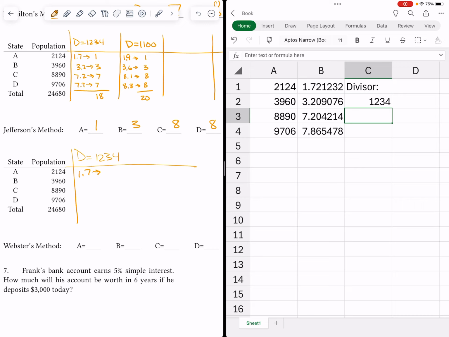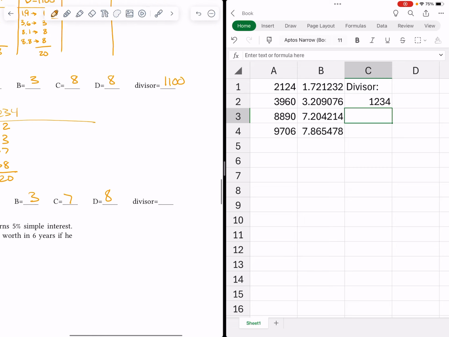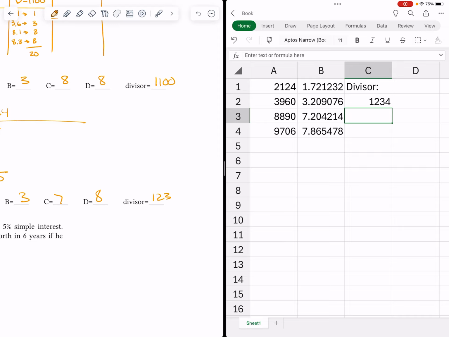1.7 rounds up to 2. 3.2 rounds down to 3. 7.2 rounds down to 7. And 7.9 rounds up to 8. And if you add those up, you do get 20. So there's nothing else to do. But if that didn't add up correctly, you would have to guess again. But here we got lucky on the first try with the standard divisor, and 1234 works.